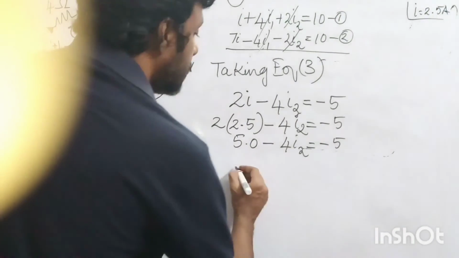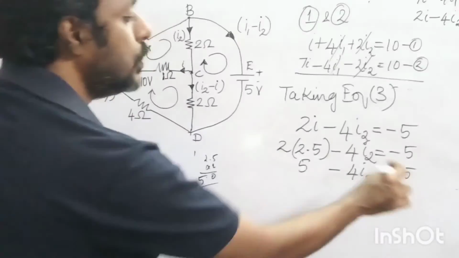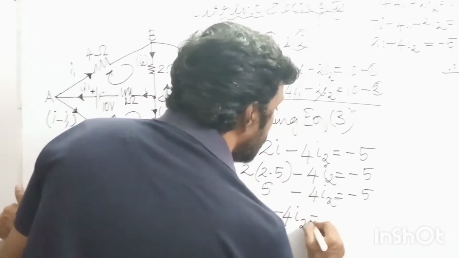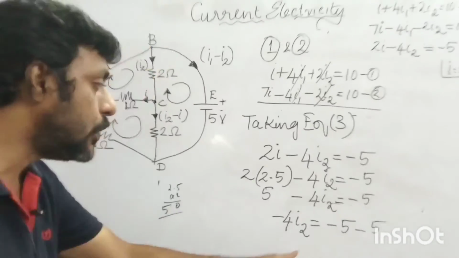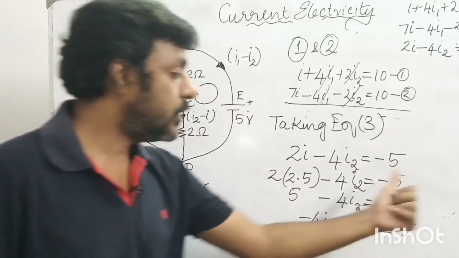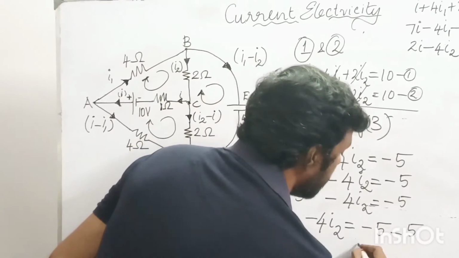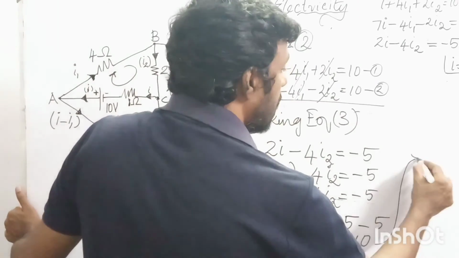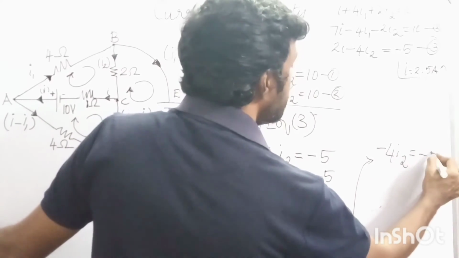Okay, so minus 5, minus 4I2. 5 minus 4I2 is equal to minus 5, or minus 4I2 is equal to minus 5 minus 5. Minus 4I2 is equal to minus 5. I am taking this plus 5 to the right-hand side, so plus 5 will become minus 5. So that is nothing but minus 10. So I am writing over here minus 4I2 is equal to minus 10.